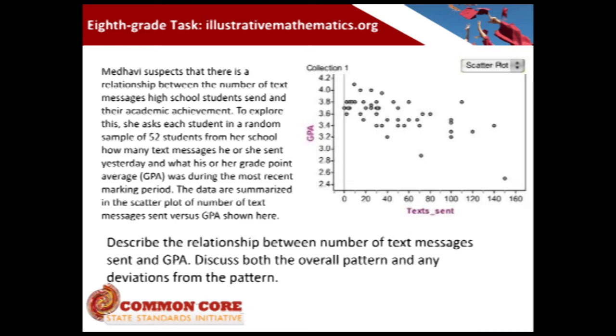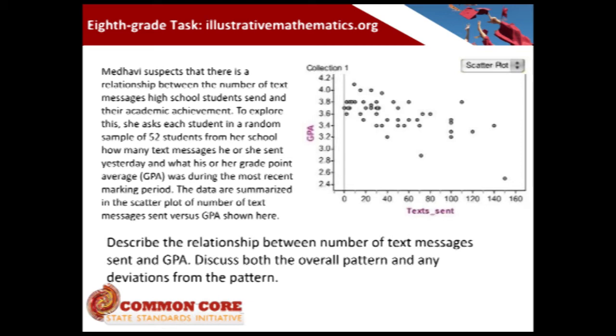So what does that mean? That means I'm mapping the relationship between the texts that students send and their GPA. So those are the two variables. That makes that bivariate data because for each student, I've collected 2 data points. I have collected how many texts they sent the day before, I guess this is one day, and then their most recent GPA. So the question is, is there a relationship between the number of text messages sent and the GPA?